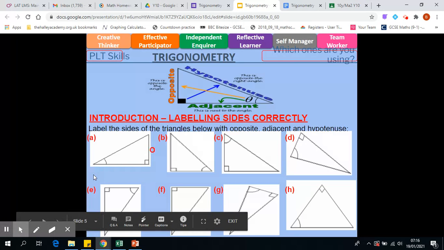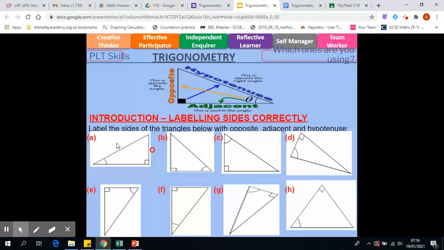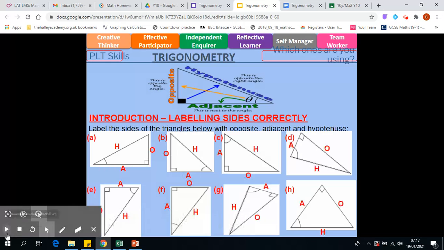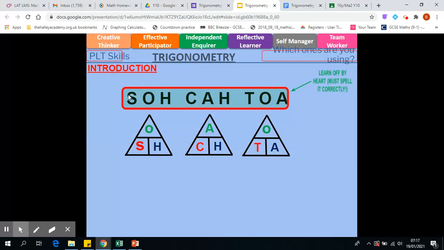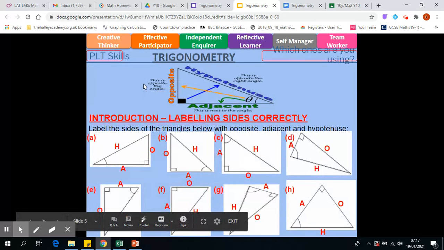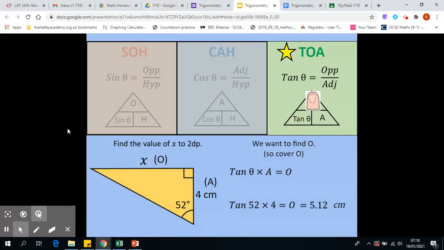Let's go through the answers. We'll start with the hypotenuse. This is the angle marked, so that's the opposite side. And next to it is the adjacent side. Okay, that's the hypotenuse. The opposite to the angle is marked as the opposite side, which is O, and the adjacent. Here are the rest of the answers. You may find them in slide 5 for your reference. Now you practice questions on labeling the sides.